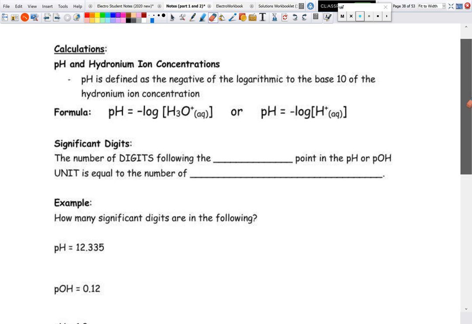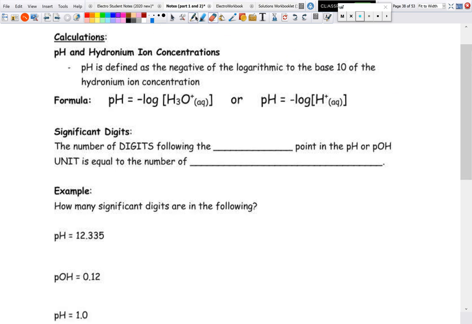Alright, welcome back. For this lesson we are just going to be looking at how to calculate pH and pOH. This is a way of expressing the concentration of hydronium or hydroxide inside of an acid and base solution. For pH, or hydronium ion concentration, pH is defined by the negative logarithm to the base 10 of the hydronium ion concentration.